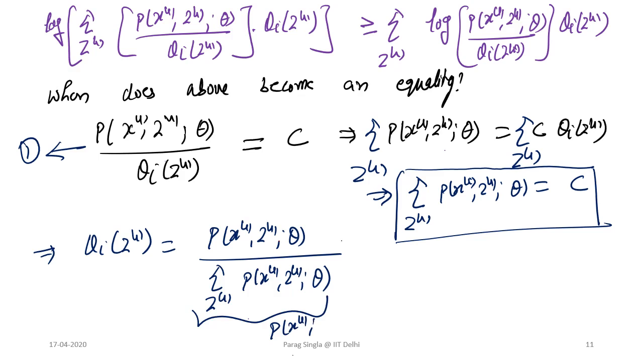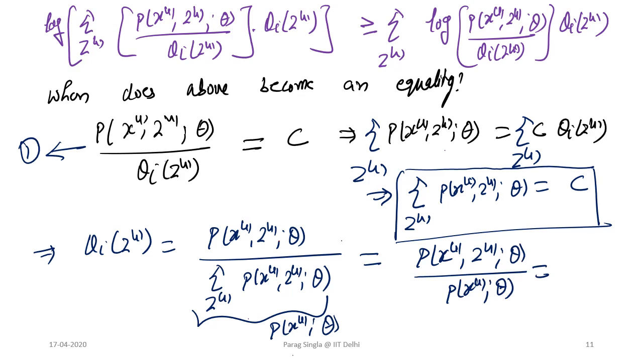This is the marginal distribution over xi. Therefore this entire expression becomes p(xi, zi; theta) over p(xi; theta), which is nothing but the conditional distribution of zi given xi parameterized by theta. And this is essentially the value of qi(zi) for which the above inequality will become an equality.